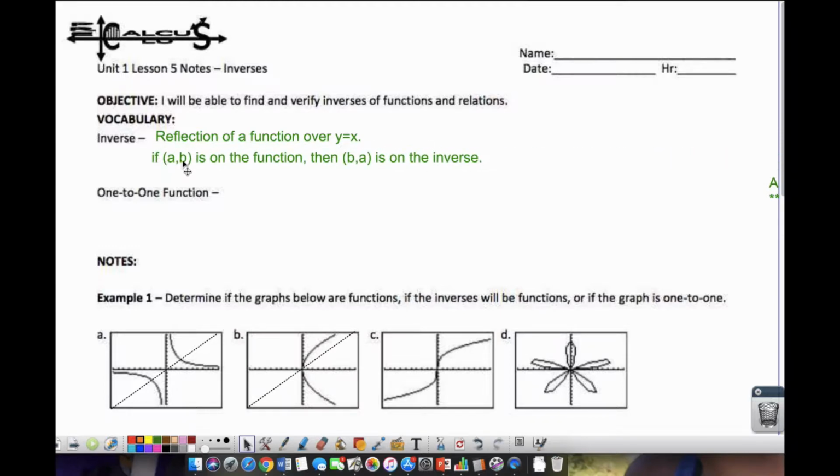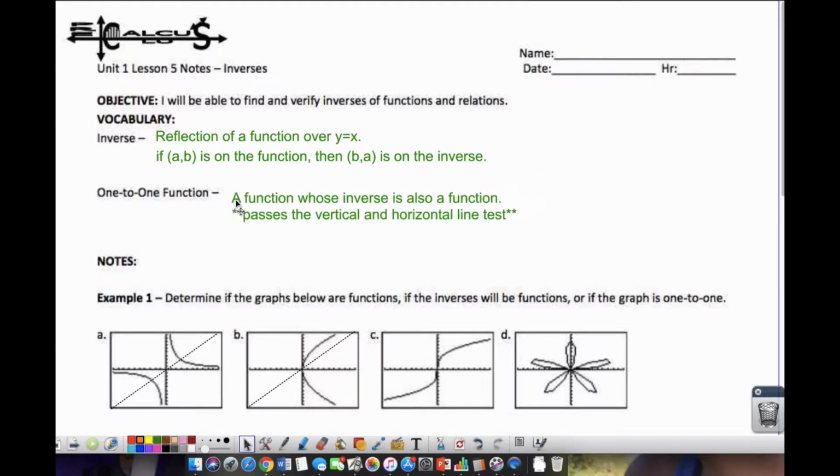You also need to know numerically, if the point (a, b) is on the function, then the point (b, a) is on the inverse. And then you need to know what is a one-to-one function. A one-to-one function is a function whose inverse is also a function. So it passes the vertical and the horizontal line test. So if we look at these, actually let's just hop into these.